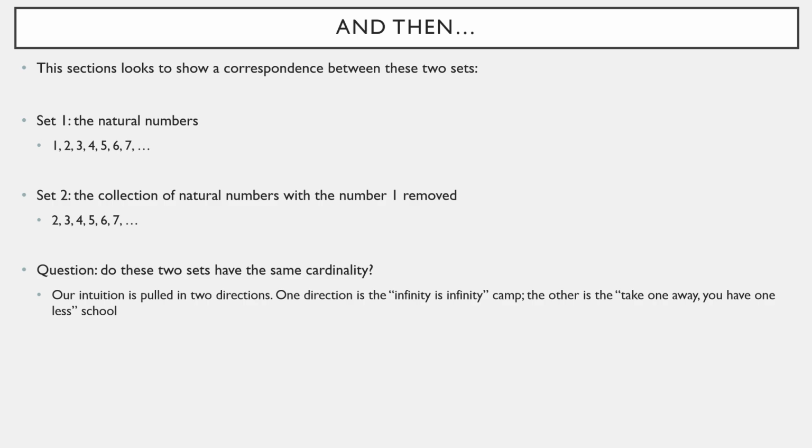What's interesting here is our intuition is pulled in two directions. One direction is the infinity-is-infinity camp: set 1 has an infinite number of elements, set 2 also has an infinite number of elements, and it doesn't really matter where they begin. The other is the take-one-away school: there's obviously one less number in this set than in that set, so they can't have the same cardinality. This is how we approach it: sets have the same cardinality if you can form a one-to-one correspondence.